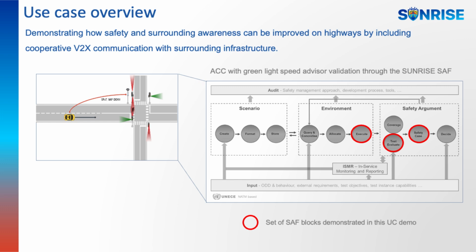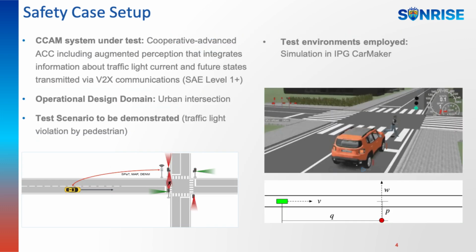3 parts of the SAF will be demonstrated, namely execute, test, evaluate, and some steps of the safety case building. The test case setup is based on simulations carried out in IPG CarMaker. The system under test is a cooperative advanced ACC that includes augmented perception, integrating information about the current and future states of traffic lights transmitted via V2X communications.